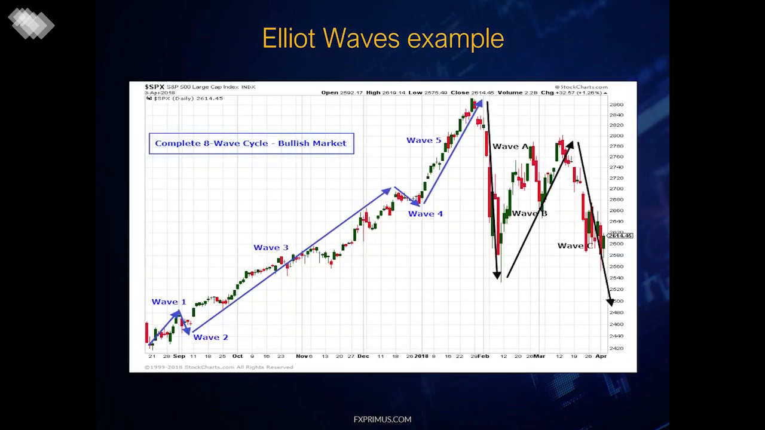Now, let's see an example. This is a complete 8-wave cycle on the bullish market, of course. We have the first wave up, a wave down, the third wave going up, a wave down, the fifth wave going up, and then we have the A, the B, and the C. Which is pretty self-explanatory, but you just have to get used to reading and understanding the charts.